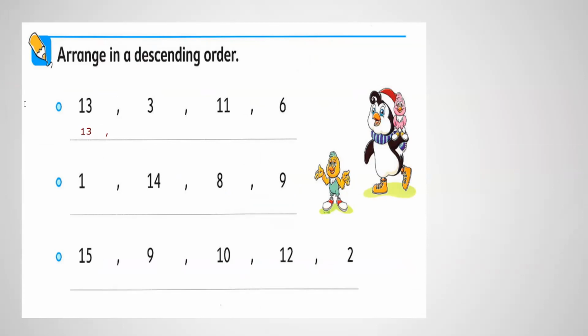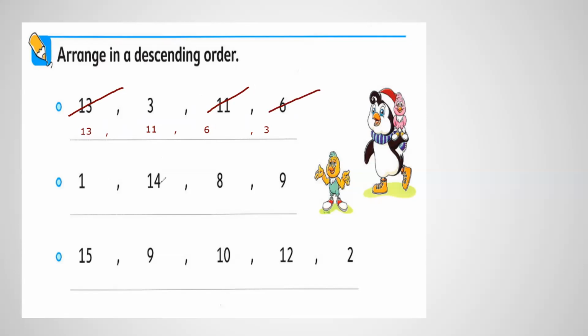So put 13 first. And as we said, when we write a number, we will cancel it or cross it out. After 13, 11 will come. So put 11. Now we have 3 and 6. So of course 6 is bigger, so I'm going to write 6. And the last one is 3.